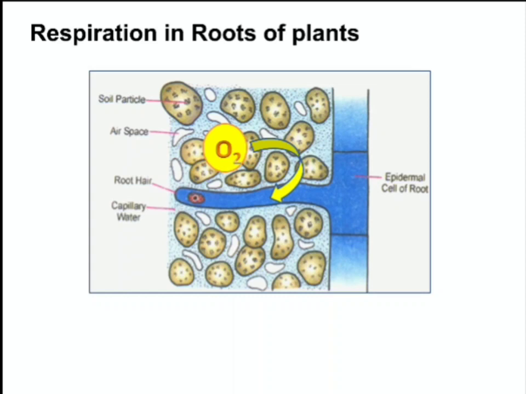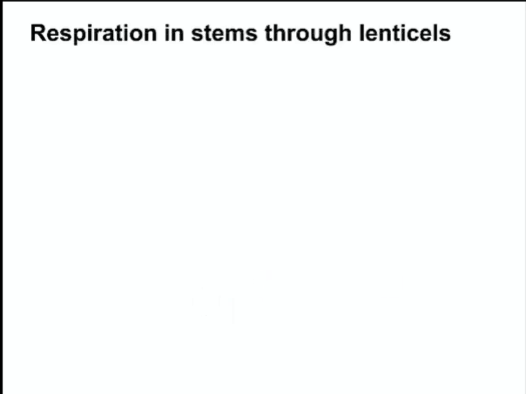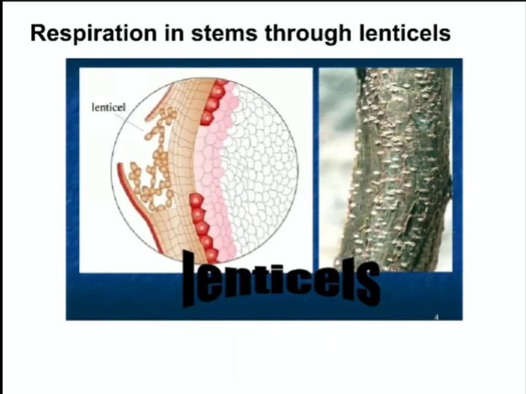So this is how the roots of the plant do the respiration, and yes, CO2 will come out in place of it. So this is what I have already described. Moving on to the second part of the plant, that is the stem part.